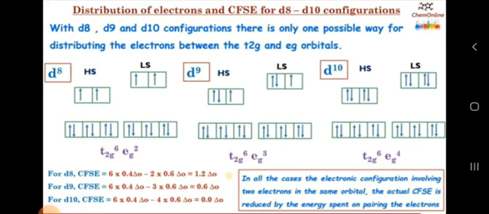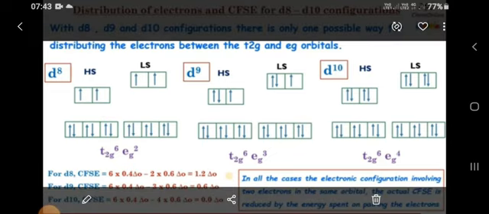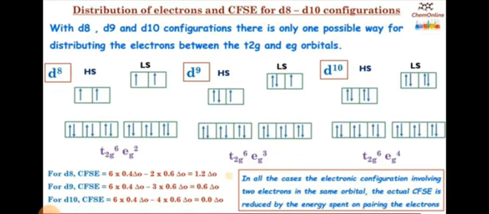In all the cases, the electronic configuration involves 2 electrons in the same orbital. This is reduced by the pairing energy of electrons. So this is nothing but octahedral complexes for all d orbitals. In the next class, we will see tetrahedral complexes and square planar complexes. Thank you.